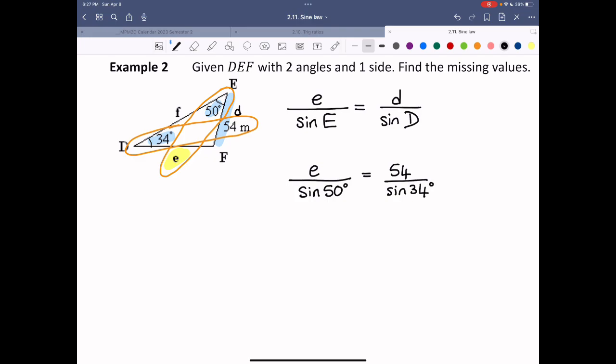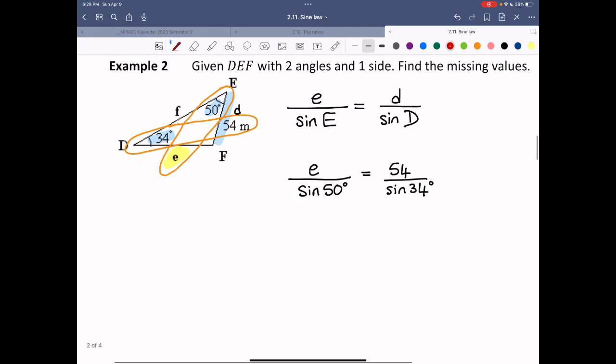Okay, now the next step is super simple. We need to get E on its own. It's been divided by sine 50, so we multiply by sine 50 on both sides. When we do that, it disappears on the left. It's called cross multiplying. So we end up with E on its own, and that will equal, we'll keep that 54 at the front so it doesn't get mixed up with the angle, and then write the sine 50, which is a term all on its own, and then divide that by sine 34.